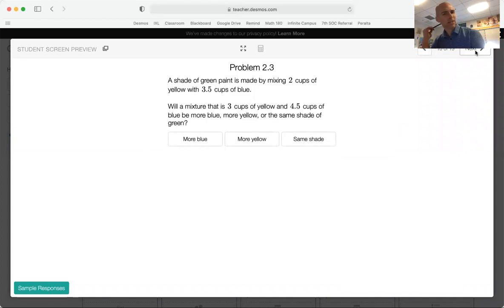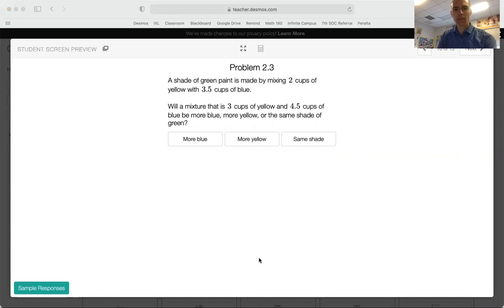All right, and now it says a shade of green paint is the same prompt, 2 cups of yellow, 3.5 cups of blue. Will a mixture that is 3 cups of yellow and 4.5 cups of blue be more blue, more yellow, or the same shade of green? Okay, well, let's look at the ratios.